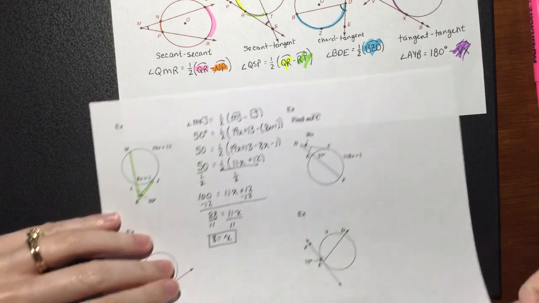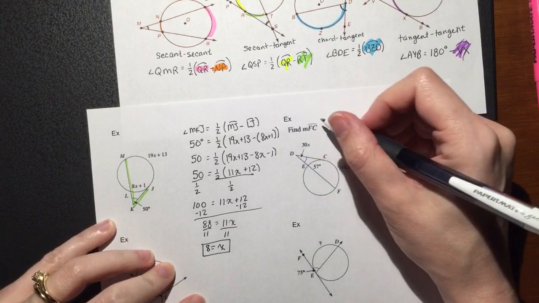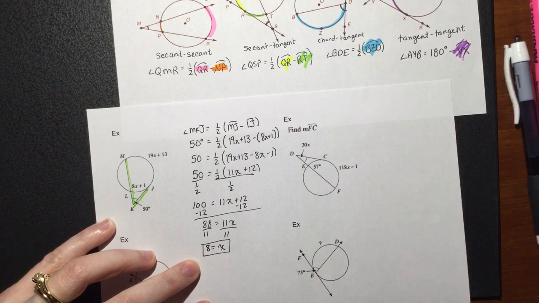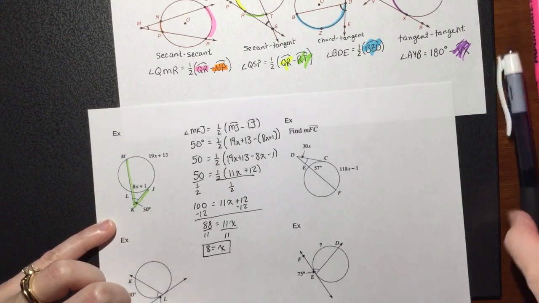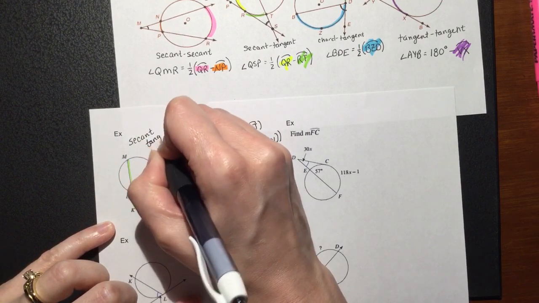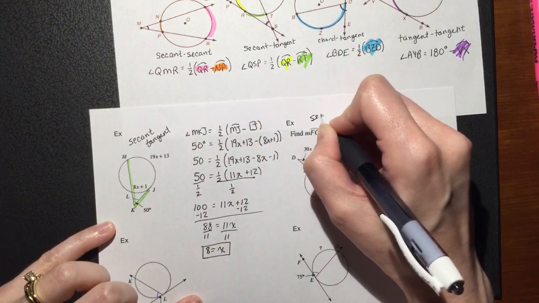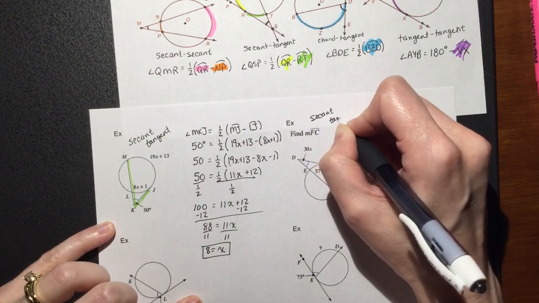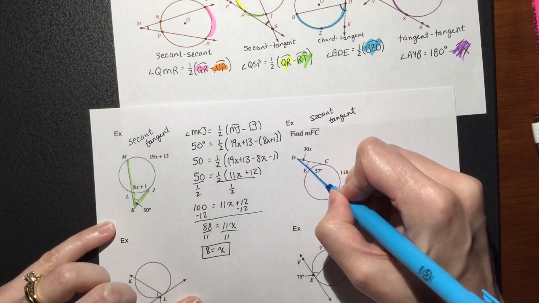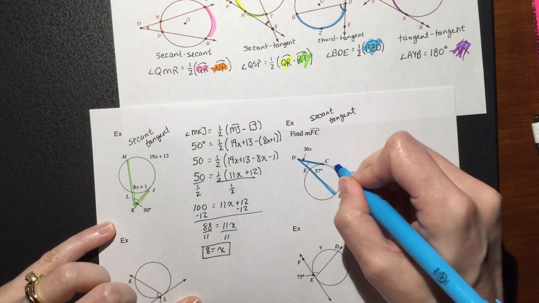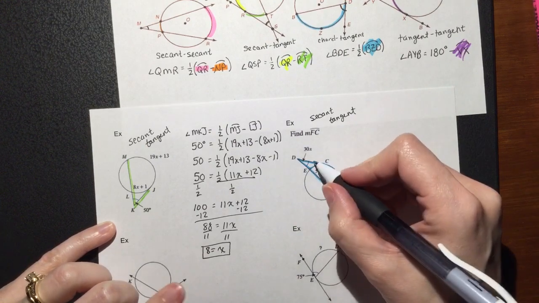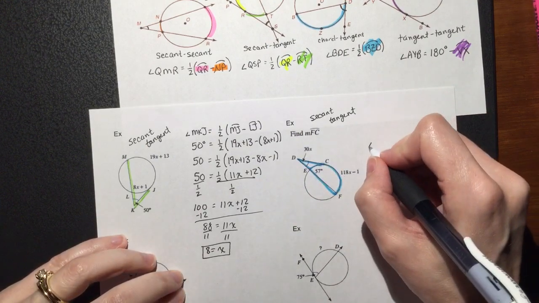Alrighty, looking at the next one, this is another example of be careful and watch what they're asking you to solve for, and don't just assume that they want the variable. So I think this is our last secant tangent. Okay, so looking at the secant tangent, there's the secant. There's the tangent. There's our large intercepted arc, and there's our small intercepted arc. And the angle is on the outside, so we're going to be subtracting.